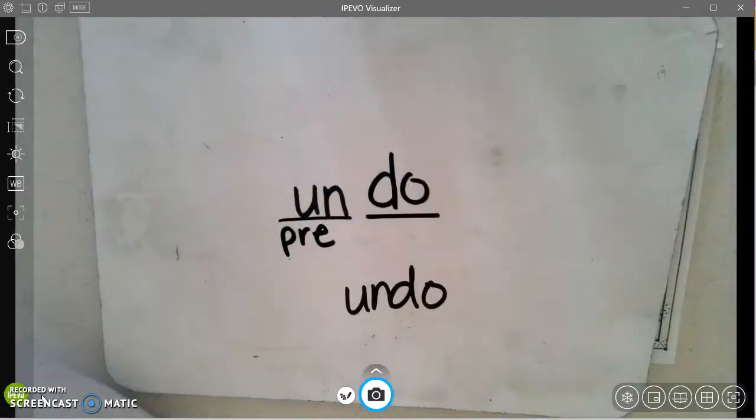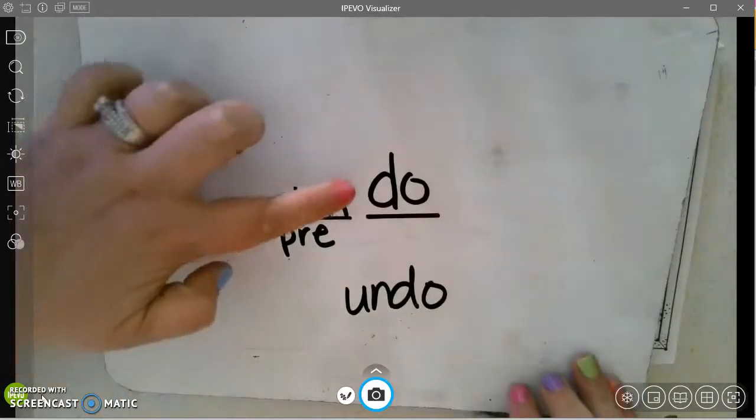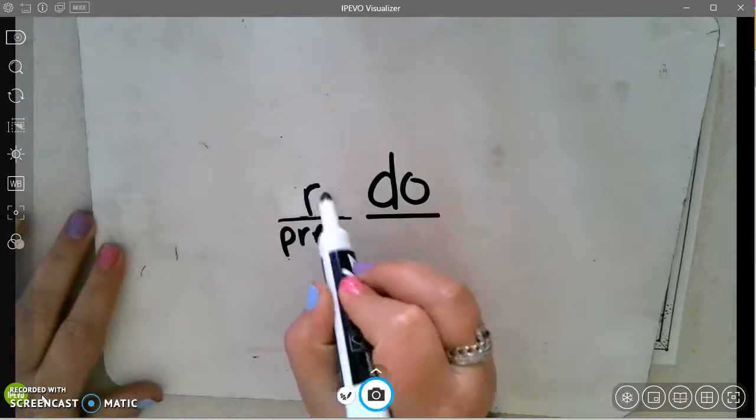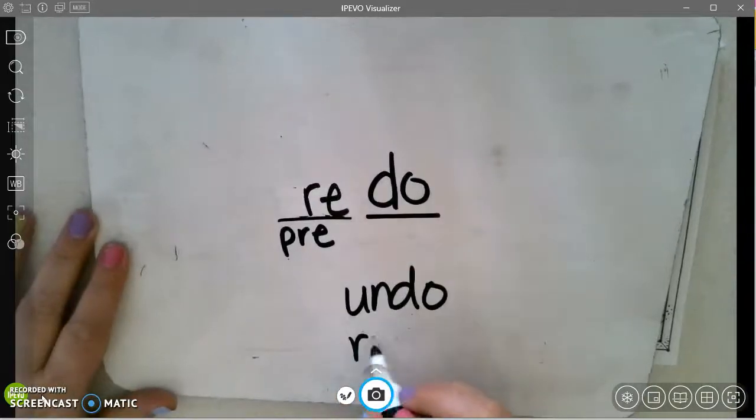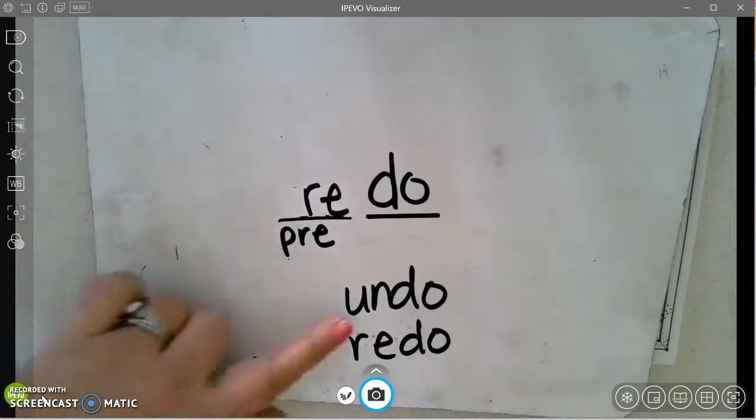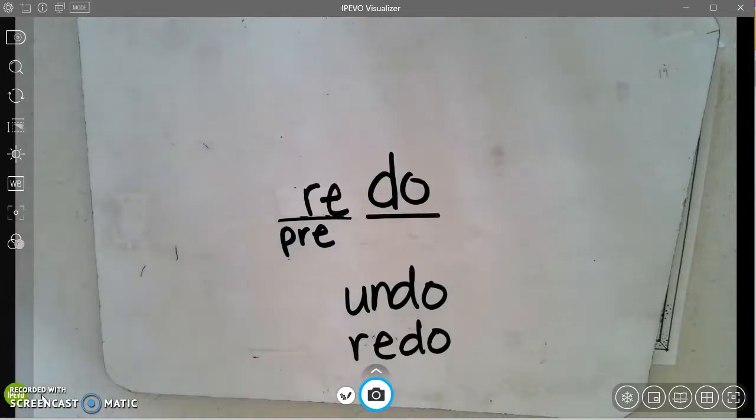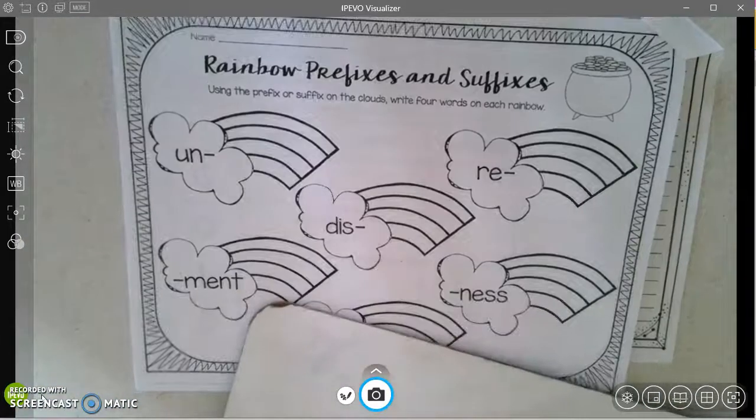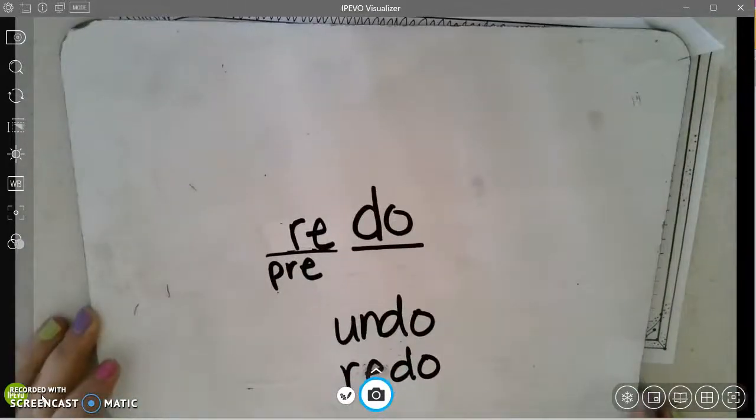Undo. Can you undo that knot? Will you help me undo the screw? I don't know what you do for a screw. Unscrew? I have no idea. Undo. What if you submit a paper on Google Classroom and I ask you to redo it? Maybe you need to redo it. So undo, you're taking it apart. Redo, you're doing it again. What's another one? That's really the only one. We can't disdo.